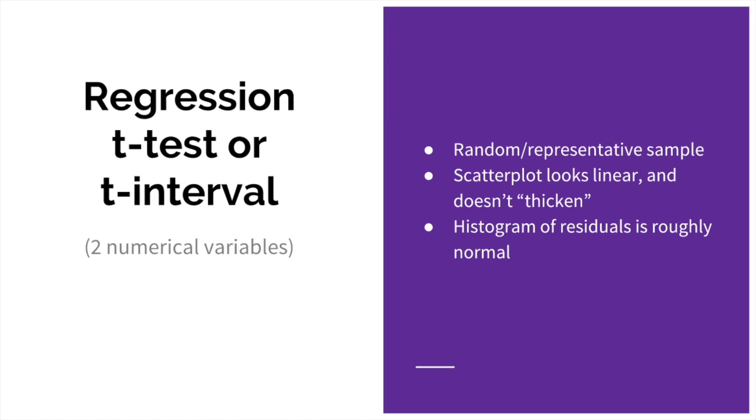Our last type of test is one that we typically skip conditions on. Regression t-test or t-interval, if you run across an issue where you have to check random sample, imagine that. We look at our scatter plot. Does our scatter plot look fairly linear, and does it thicken, meaning does it get kind of wider apart as we go along, or narrower? And then the last one would be check that our histogram of the residuals is roughly normal. You'd have to be given a whole lot of information in order to check those conditions, and typically we aren't asked to check them. So that is it.